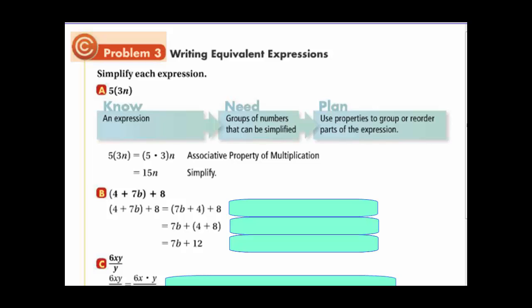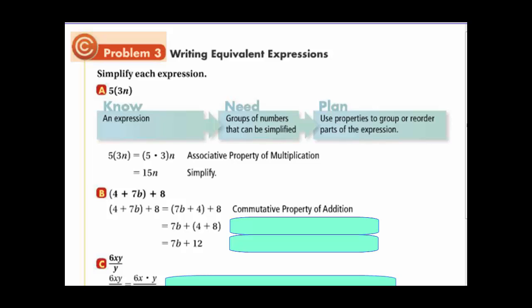Okay. For b, we have 4 plus 7b in parentheses plus 8. Well, notice the first step, what we did is we really still have 4 plus 7b, but it rearranged inside the parentheses. Well, we didn't change the grouping because you're still adding the same numbers. So that is the commutative property of addition.